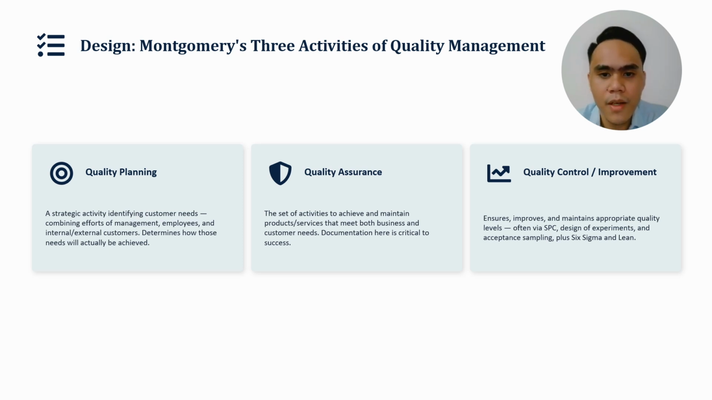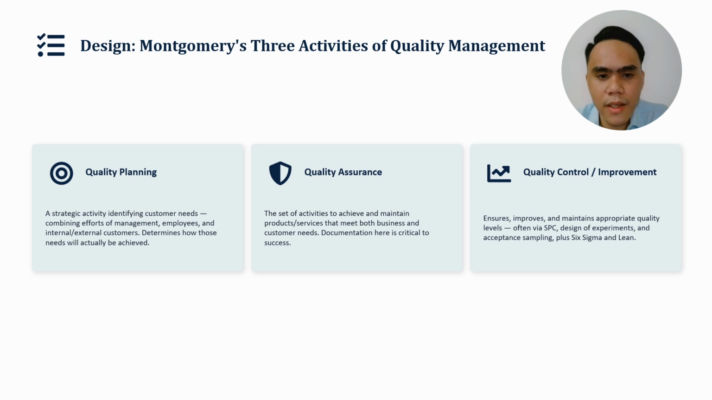in the quality plan. Quality assurance, next, is the set of activities associated with achieving and maintaining products or services that meet the needs of both the business and the customer. Documentation during this activity is described as important to successful quality efforts. We cover documentation in detail in the documentation of the quality system section in the next videos.